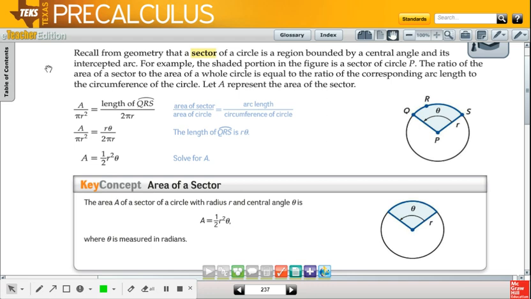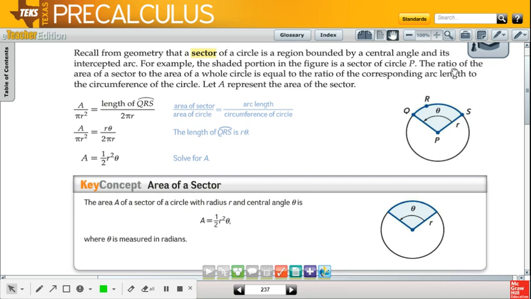So in the textbook, it says, recall from geometry that a sector of a circle is a region bounded by a central angle and its intercepted arc. For example, the shaded portion in the figure, this picture right here, is a sector of circle P.